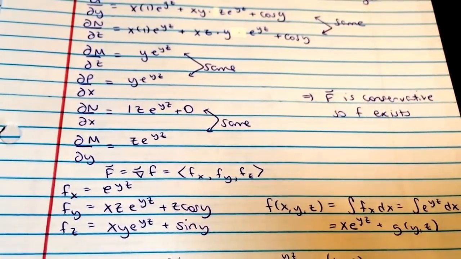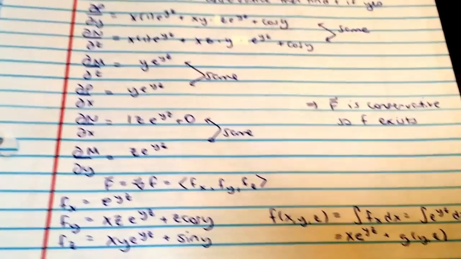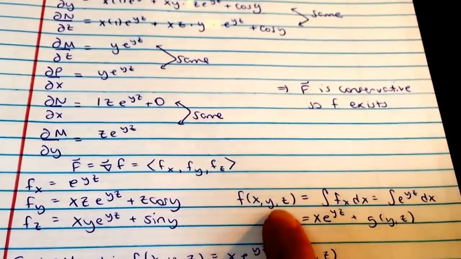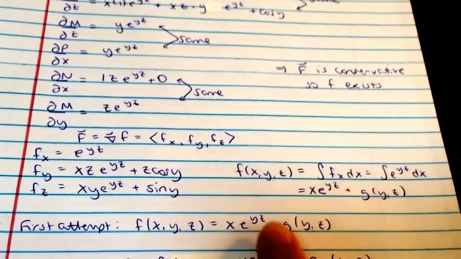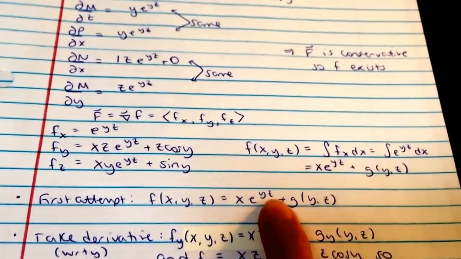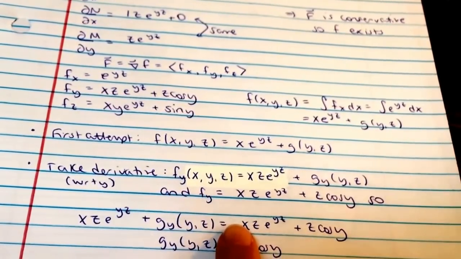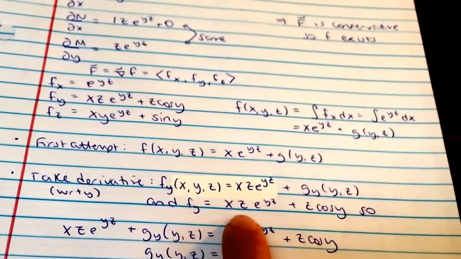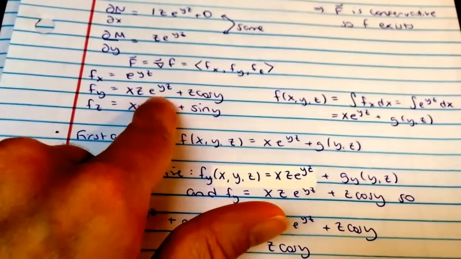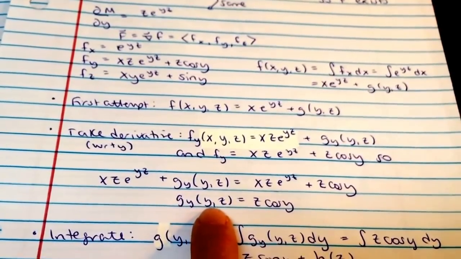So if you want to pause the video and try this on your own, trying to find the lowercase f, you can do that now. All right, so lowercase f, start by integrating with respect to x. Don't forget the unknown function of y and z. Here's my first attempt. Then I'm going to take the derivative with respect to y. Then I'm going to set this derivative that I just found equal to this derivative that I already had from my mini equations up here. Solve for the g sub y.